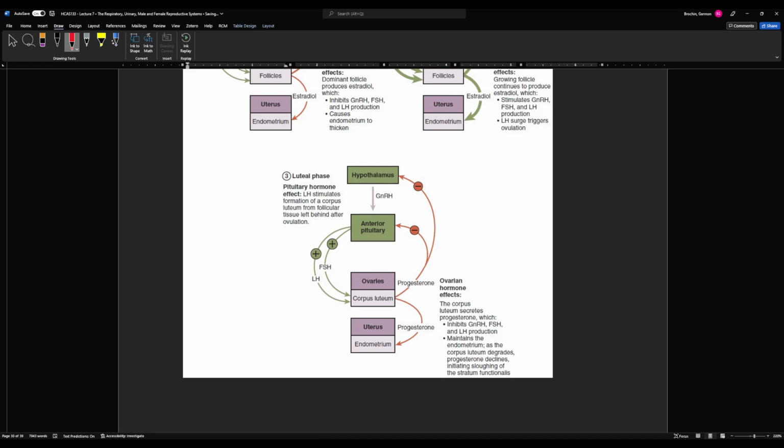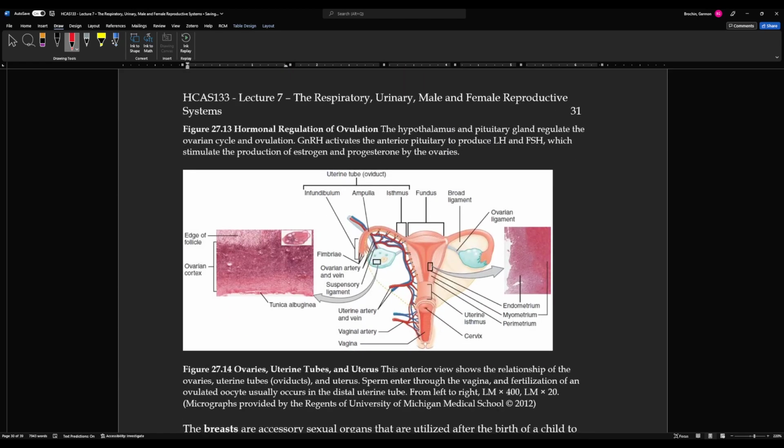But when it is fertilized, it won't. And that's when pregnancy occurs, and these next steps don't happen. So once the corpus luteum is done, you'll see a drop in LH and FSH, and you'll see the initiation of the degradation of the stratum functionalis of the endometrium. The stratum functionalis is one of the layers of the endometrium. It's the one that's primarily responsible for the implantation of a fertilized oocyte.